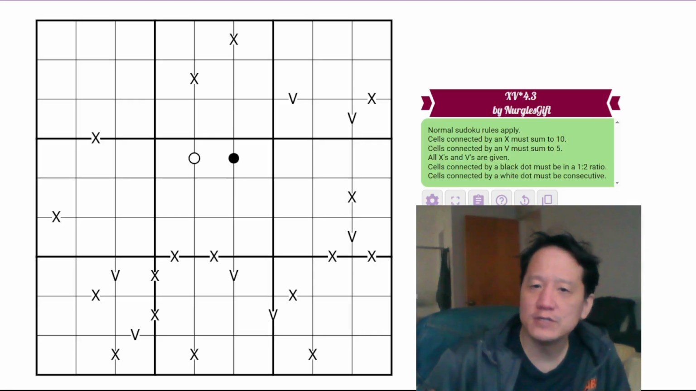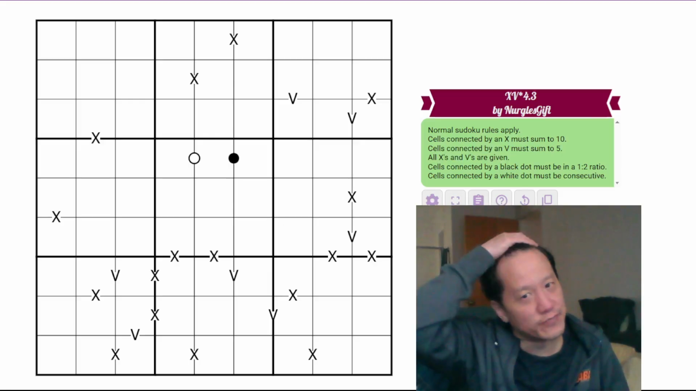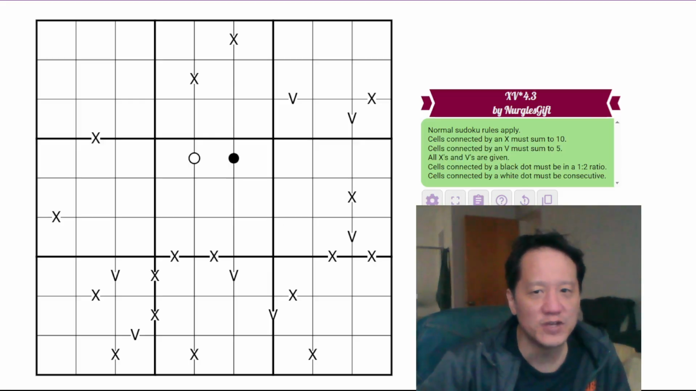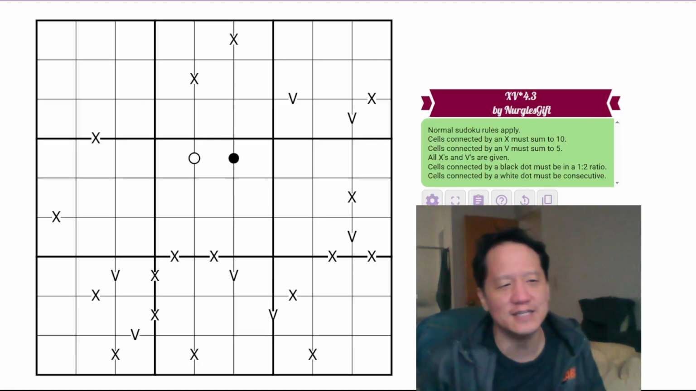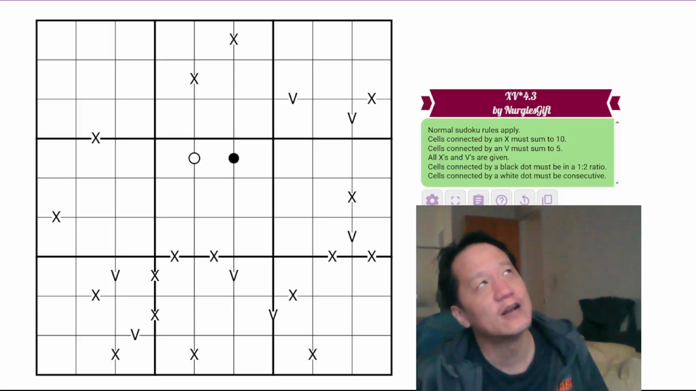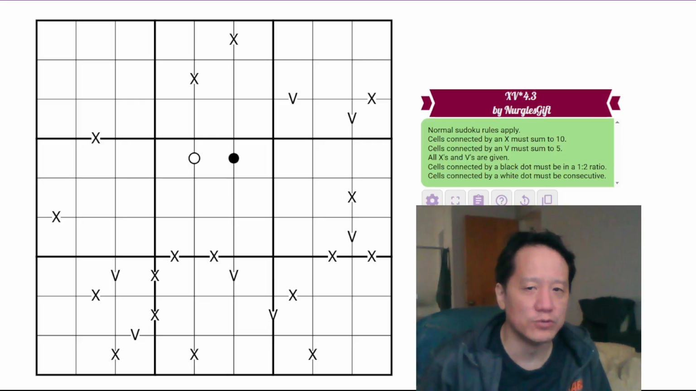Today's very easy puzzle is called XV times 4.3, or I guess it's XV star 4.3? Yeah, it's probably XV star 4.3. And it's by Nurgle's Gift, and I appreciate all of Nurgle's Gift's XV puzzles. Some of them can be really difficult, and some of them are easier. And this is, I think, the easiest one I've seen because I don't think I've ever seen one that was rated very easy before. I could be wrong about that. There could be a couple that I'm missing, but anyways, let's get to the rules.